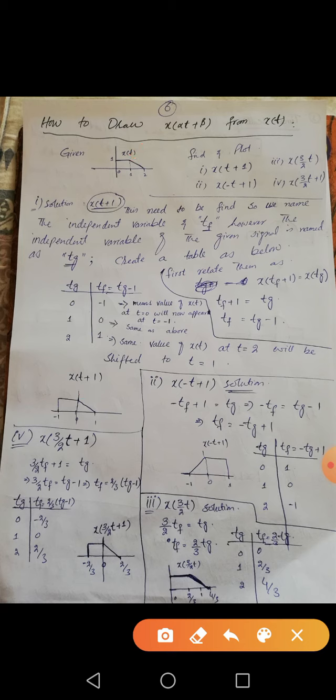Same, what does it mean? tg is equal to 2 and tf is equal to 1. It means that the value of x of t at t is equal to 2 will be shifted to t is equal to 1. It means that the value of x of t at t is equal to 2 was 0. Now in this transformed signal x of t plus 1, this value at t is equal to 2 will be shifted to t is equal to 1.